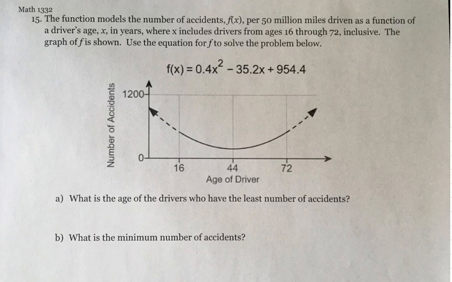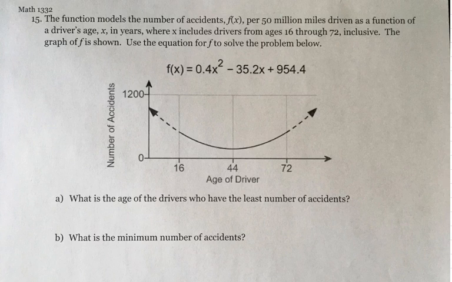Number 15 on the examples, I skipped a bunch because I don't want to spend forever on all of these, but number 15 is: the function models the number of accidents, f of x, per 50 million miles driven as a function of a driver's age, x in years, where x includes drivers from ages 16 through 72 inclusive. The graph of the function f is shown. Use the equation for f to solve the problem below.